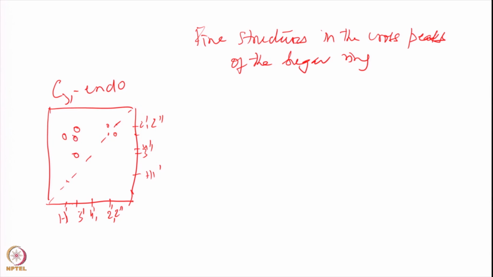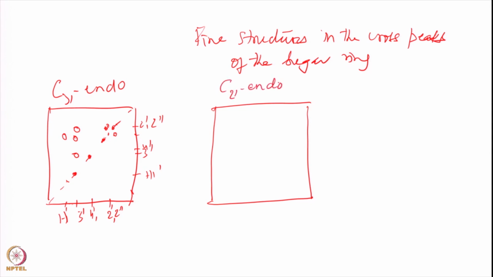2 double prime to 3 prime, and 3 prime 4 prime, will it be present? Yes, that will be present, this is 3 prime to 4 prime, this is the diagonal of the 3 prime, this is the diagonal of the 4 prime, and these are the diagonals of the 2 prime and 2 double prime, okay. So these 4 cross peaks will be present in the case of a C3 prime endo geometry. Now let us do that for the C2 prime endo geometry. Now let me do the same thing here.